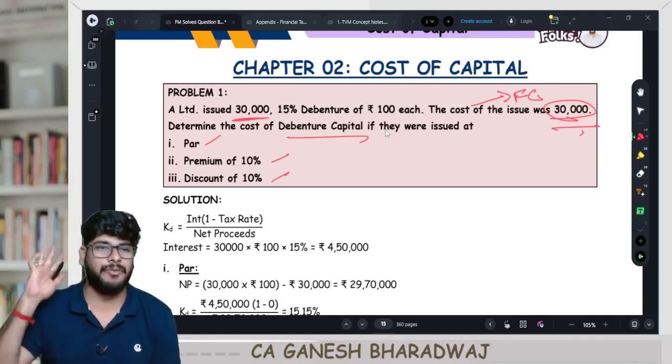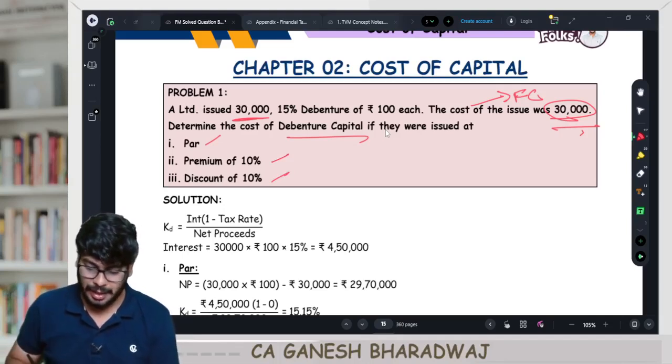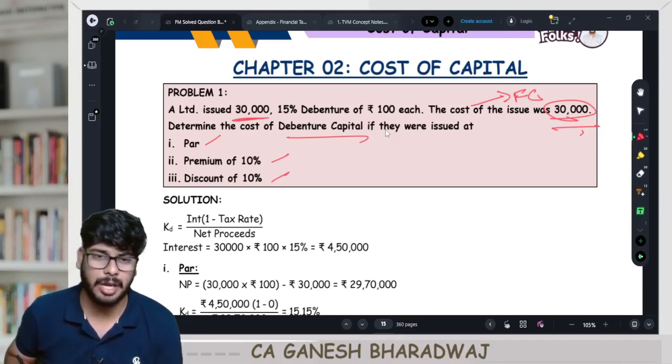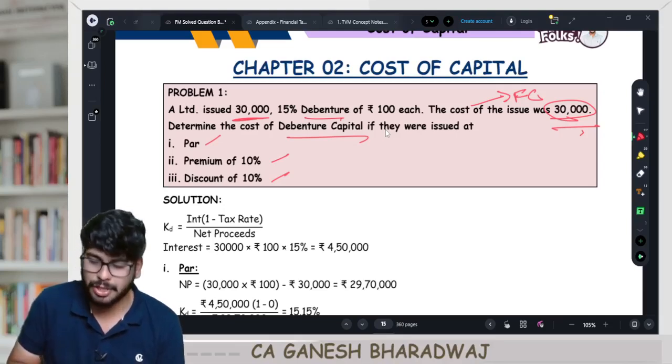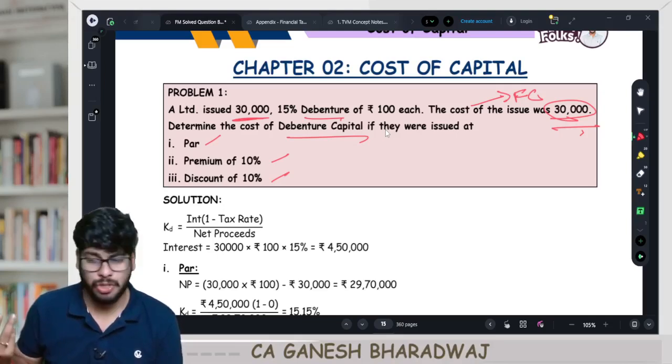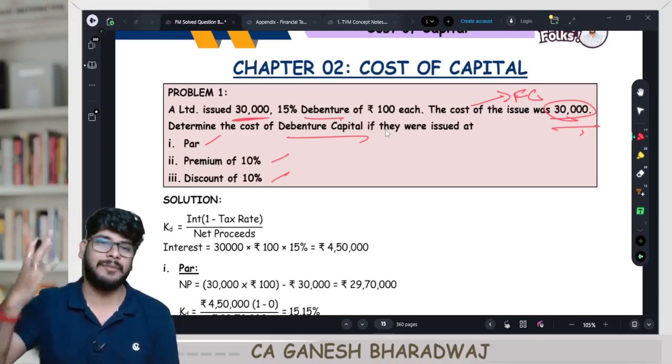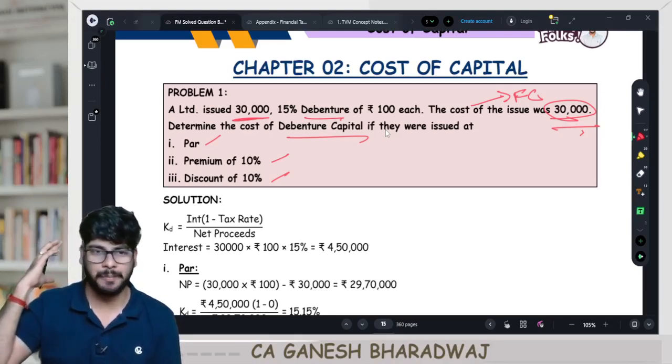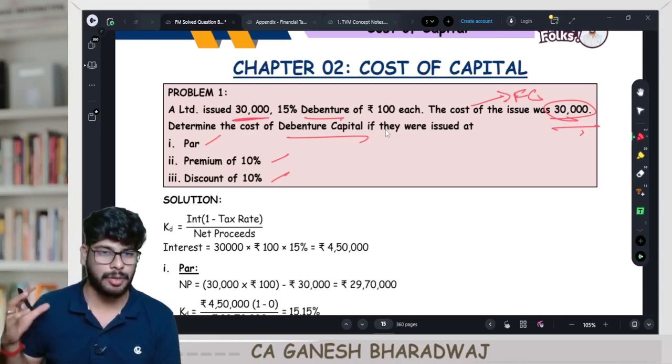Clear with this? Now, first, guys, this is a clear-cut case of irredeemable debentures. How do you know? Because they have given debentures. Have they given the life or the period? No. When the period is not given, you can definitely assume it to be irredeemable in nature. Clear with this? Now, what do we do here?